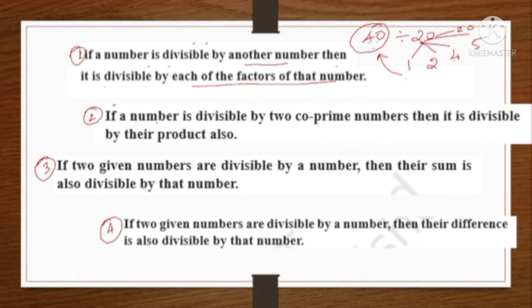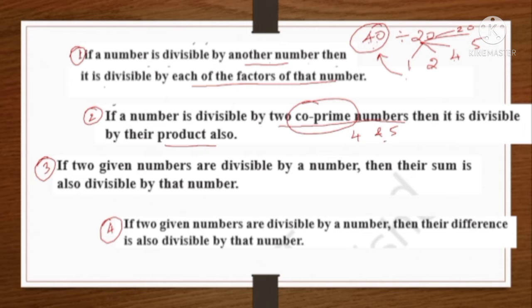Okay, next, the second one: if a number is divisible by two co-prime numbers, then it is divisible by the product also. So what do you mean by co-prime? Co-prime means the common factor must be 1. அதுதான் co-prime. Co-prime na என்ன? ரெண்டு numbers நம்ம எப்போ co-prime சொல்லுவோம், அதோடைய common factor 1 இருக்கணும். அதுதான் இதோடைய condition.